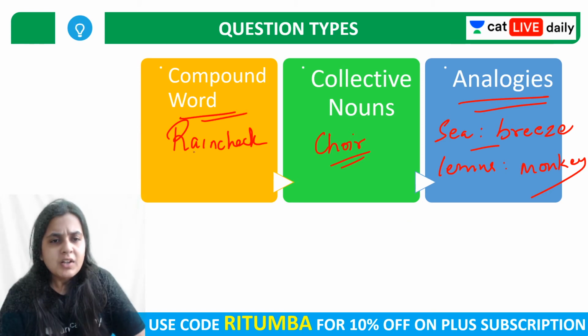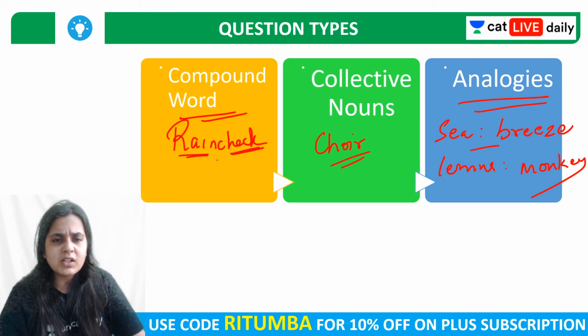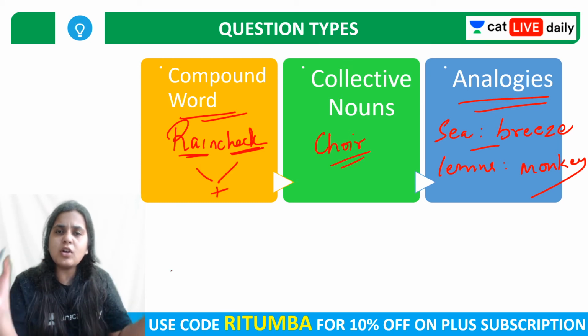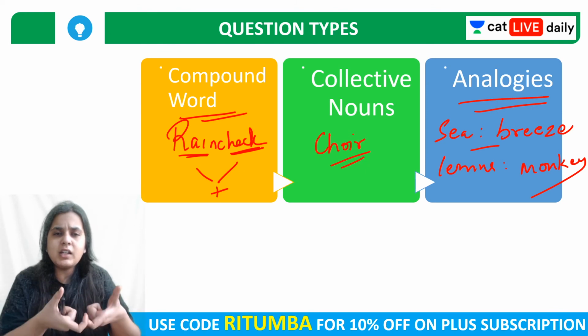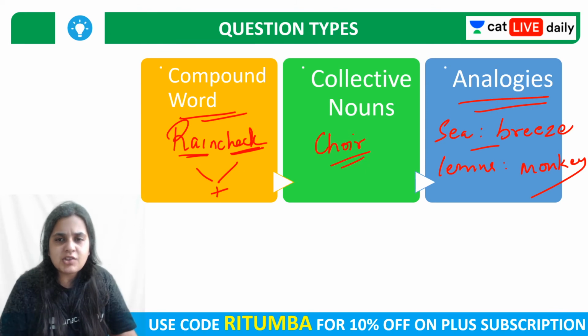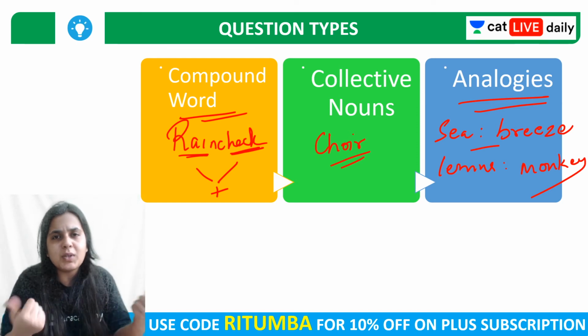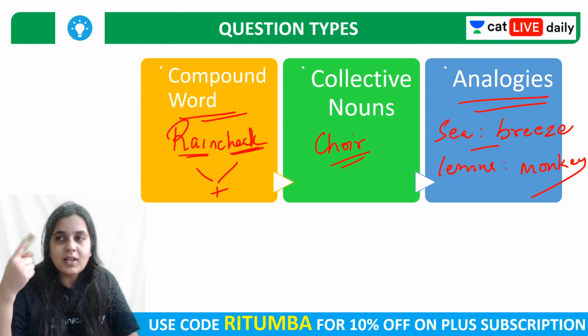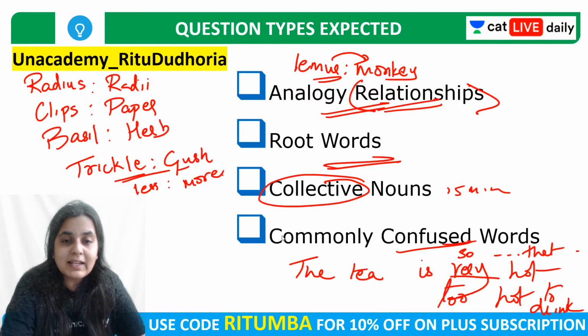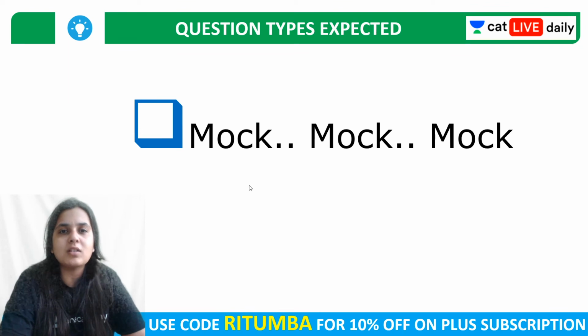What is a compound word? Rain is a word. Check is a word. When you put them together, this rain check also becomes a word. So the individual components are meaningful and the collective word is also meaningful. That becomes rain check. So it's common sense as well, guys. Okay, you have to compound. What is the meaning of compound? Simple and compound. Don't we know the difference between these? So guys, common sense. Okay, what is mainly important now is mocks, mocks and mocks.